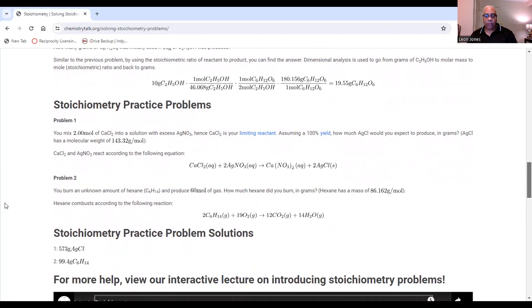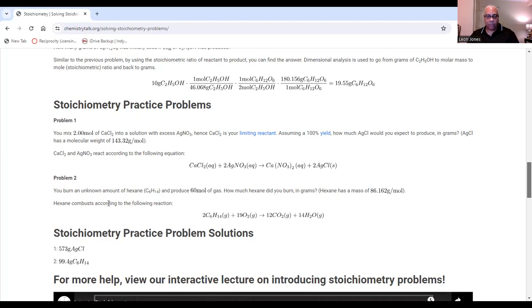You deal with moles here. Now, let me tell you something. When we deal with something that's aqueous, that means it's a water substance. When we deal with an S, that means it's a solid.